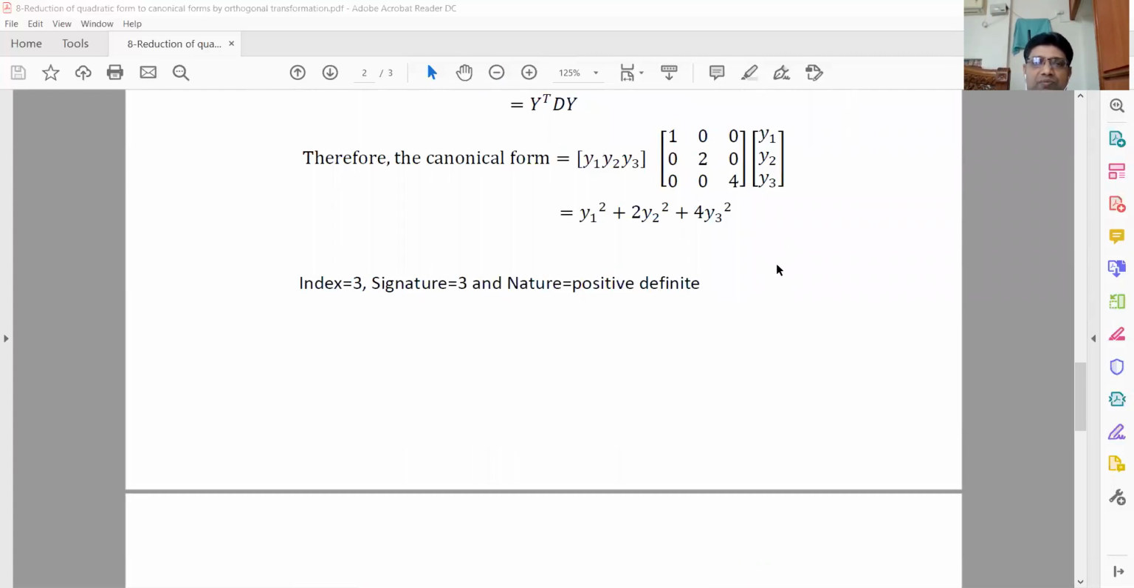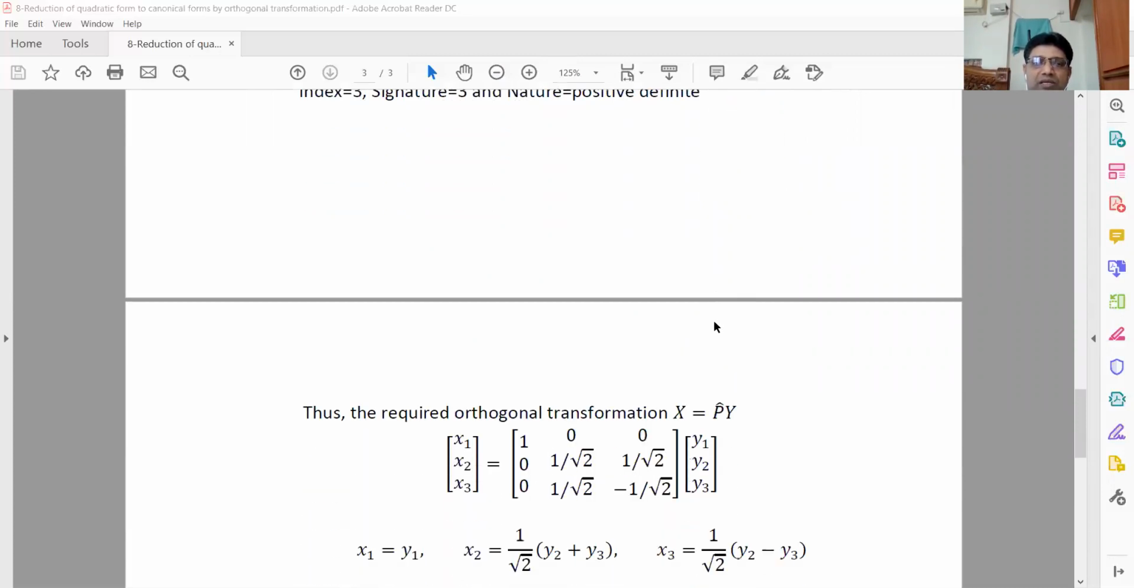All the eigenvalues are positive, therefore the nature is positive definite. Index is the number of positive square terms, which are 3, so the index is 3. Signature is the difference between the number of positive square terms and negative square terms. So in this case, only 3 positive square terms are there. There are no negative square terms. Therefore, 3 minus 0 is 3. So index is 3, signature is 3, and the nature is positive definite.